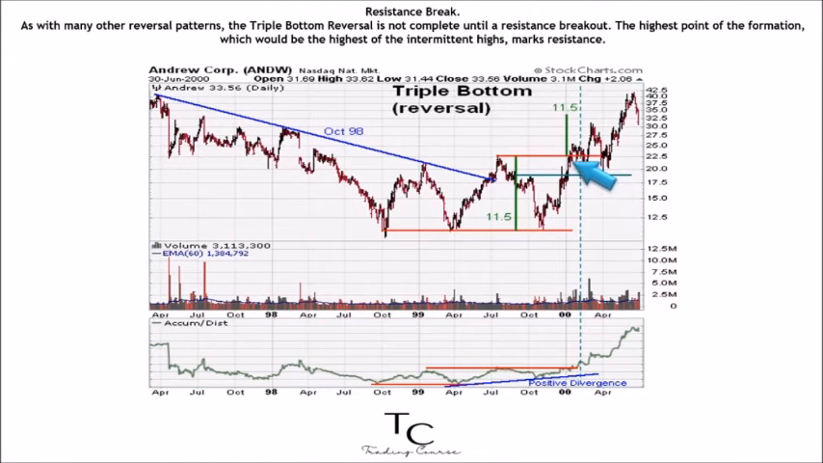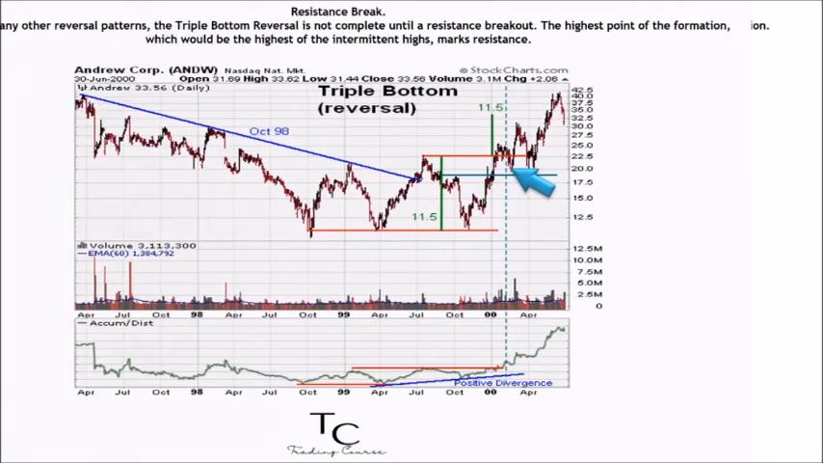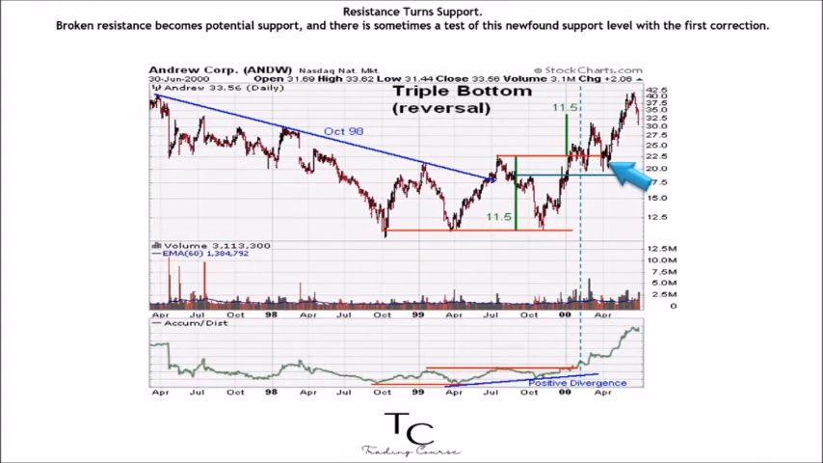Resistance break. As with many other reversal patterns, the triple bottom reversal is not complete until a resistance breakout. The highest point of the formation, which would be the highest of the intermittent highs, marks resistance. Resistance turns support. Broken resistance becomes potential support, and there is sometimes a test of this newfound support level with the first correction.